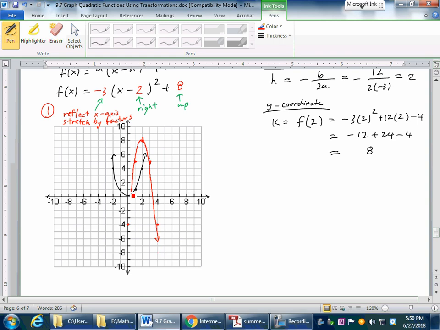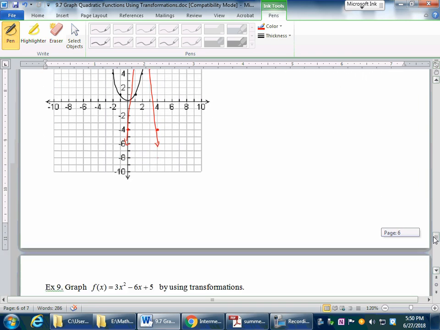And notice that it is upside down. We know that already, right? Because of the negative coefficient. And then the graph is a lot narrower, because we are multiplying, we are stretching by a factor of 3. And the entire graph shifts to the right 2 units and up 8 units. That's the transformation.